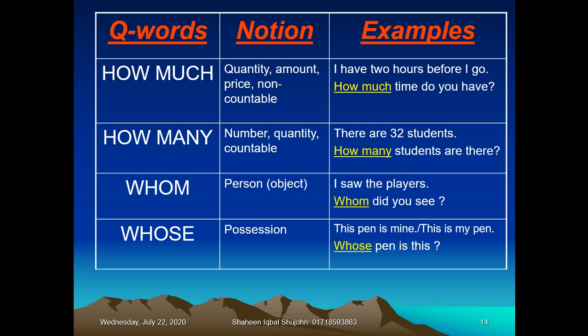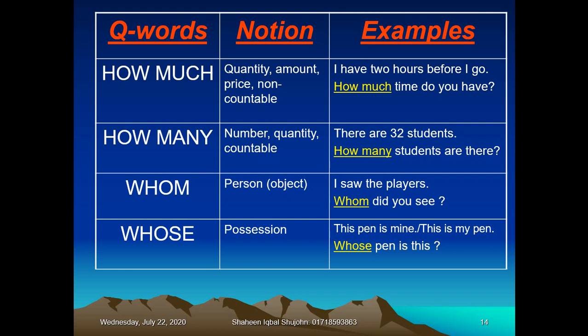Whom is usually used instead of a personal object. I saw the players. Players are a personal object. So whom is used. Whom did you see? Did, why? Because the verb is in past indefinite. So we have to use did, and the principal verb must be in base form.